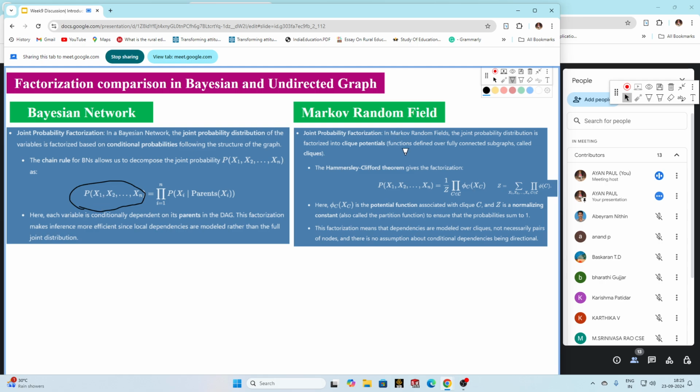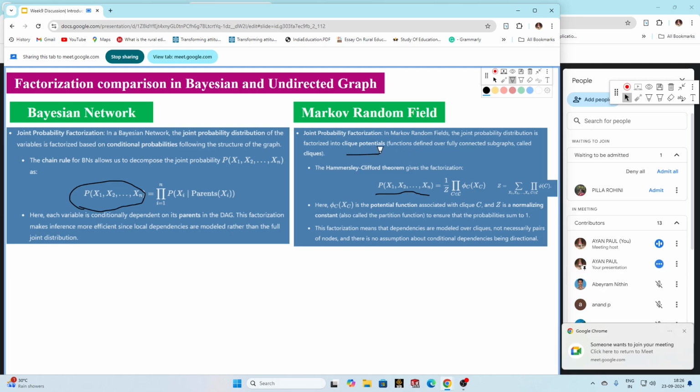Similarly, for our Markov random field, we have this factorization. The probability of the system equals 1 by Z times the product of phi c, where phi c is a potential function, also known as the clique potential, over all the cliques. So again I am telling you, here it is multiplication over each node with respect to its parents, and here it is multiplication over each clique.